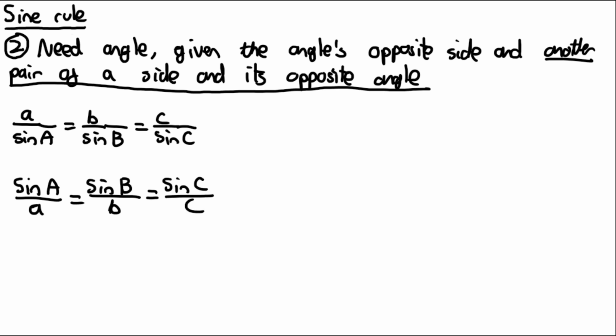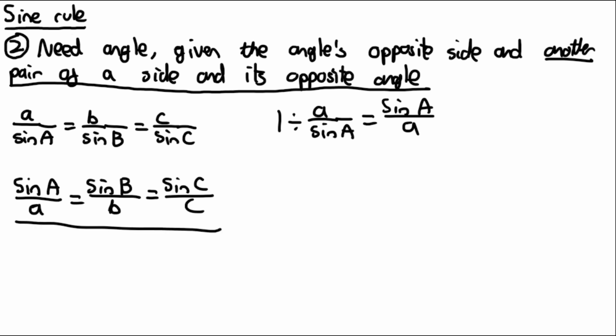These two are the exact same thing, because you're just doing 1 divided by whatever is in the equation. For example, for this first one, you're doing 1 divided by a over sin a, which would just flip the fraction to sin a over a, and you're doing that for every single one of them, so it's equivalent because you're affecting every one of them the same. So this is a valid way to write the sine rule.